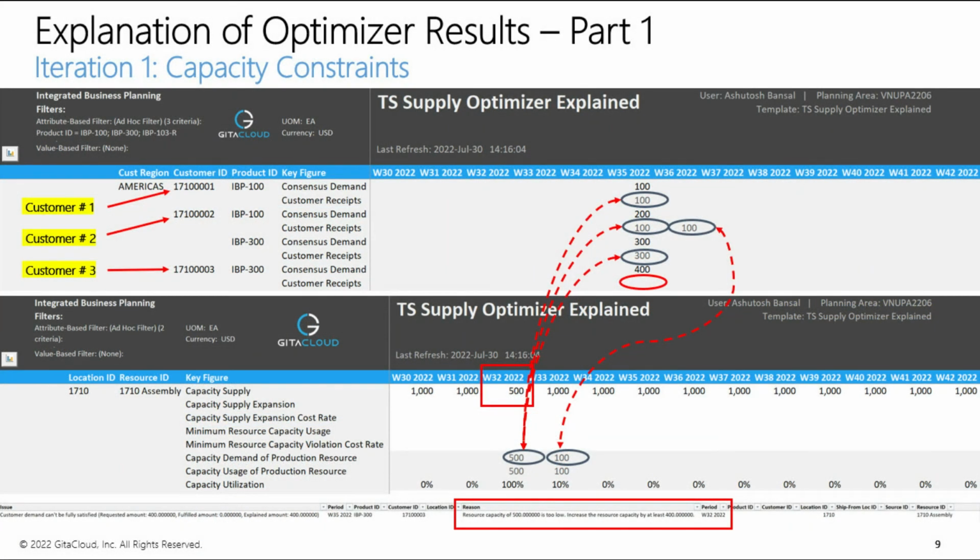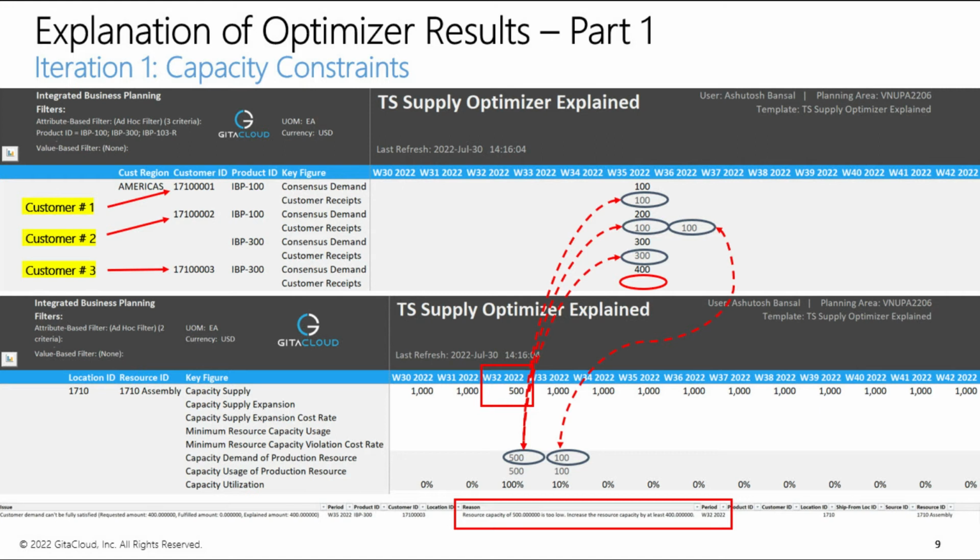We introduced a capacity constraint in this iteration 1. 1710 assembly resource in week 32 is now only available for 500 minutes, instead of 1,000. See how planning results have changed. Customer 1 is still confirmed on time in full. Customer 2 is also confirmed in full, but 100 units will be arriving a week later than requested. This is due to the total capacity constraint of 500 in week 32. Optimizer is unable to plan any receipts for customer 3.